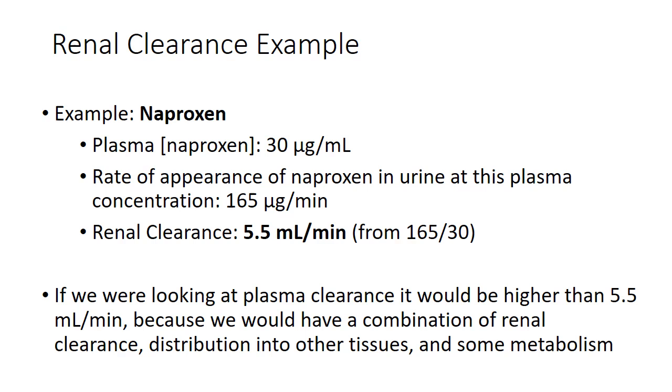But if we actually looked at plasma clearance and not renal clearance, it would be higher than 5.5 because we'd have a combination of the renal clearance that we just calculated, distribution into other tissues, and some metabolism, right? So plasma clearance could never be lower than any of the organ clearances for a specific drug, right? Because plasma clearance is made up of all the organ clearances. So plasma clearance has to be the same or higher. If a drug is 100% eliminated by the kidney, then plasma clearance would be equal to renal clearance.